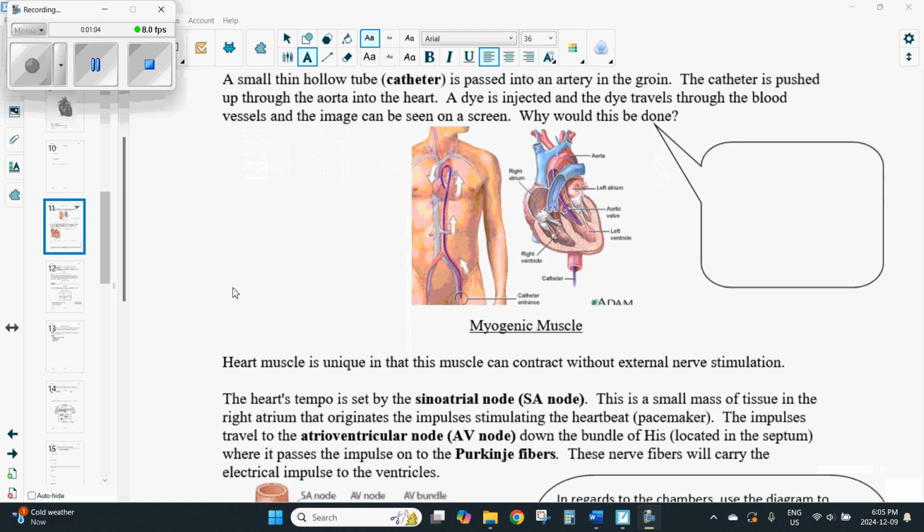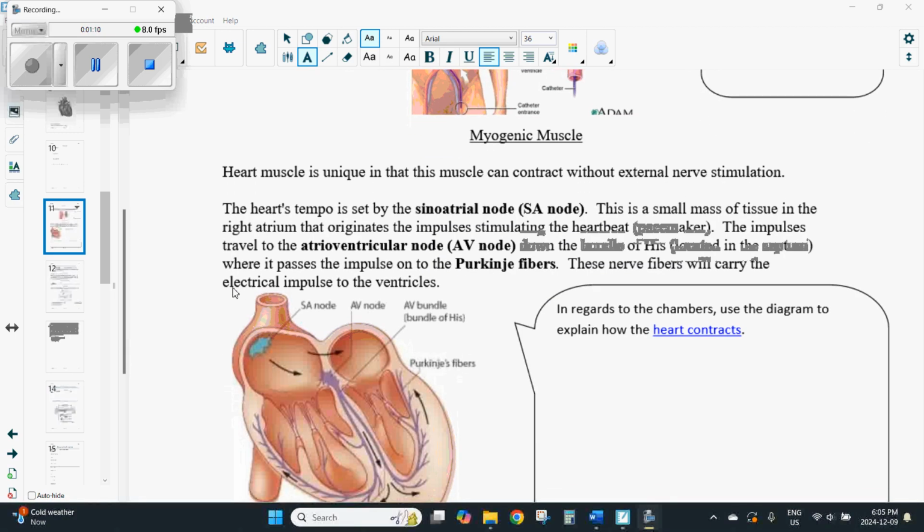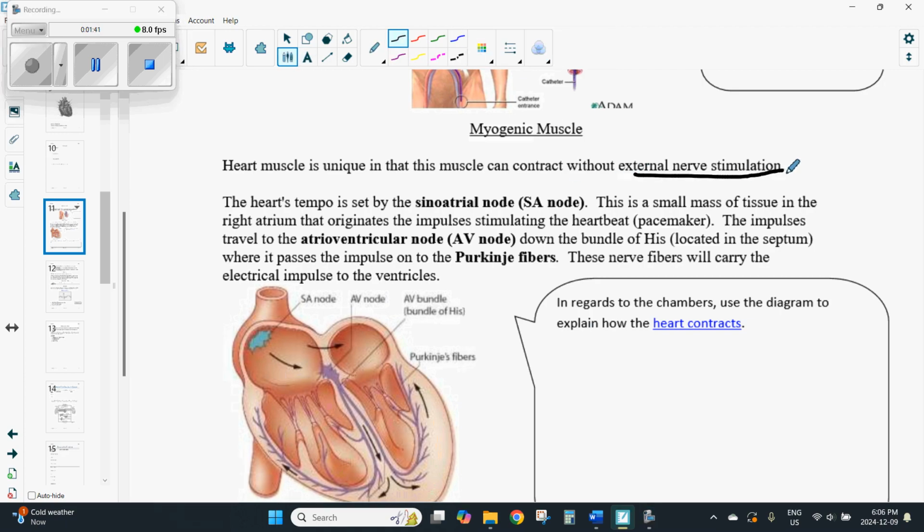So moving on to our next concept, we're going to talk about how the heart is actually pumping. So the heart is referred to as a myogenic muscle. So this is simply talking about the idea that the heart is really controlling its own pace. So the heart muscle is very unique because it can contract and relax without external nerve stimulation. So what that actually means is our brain is really not in control of the heart rate.